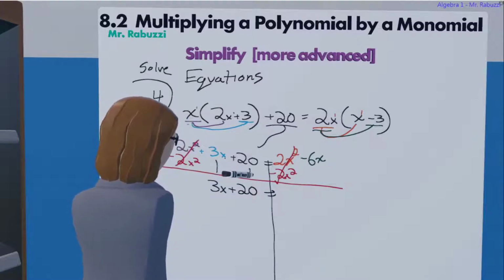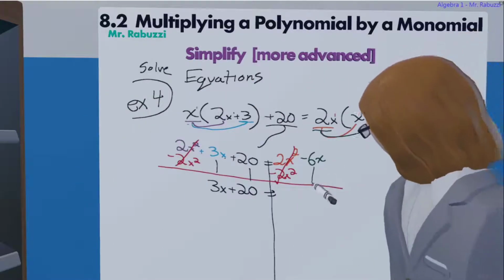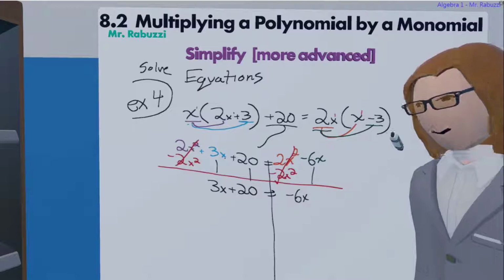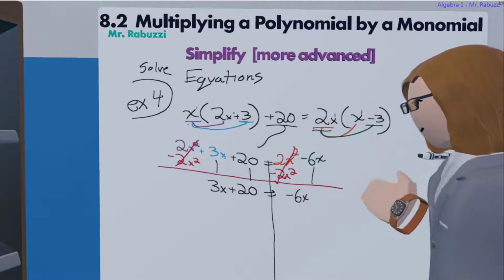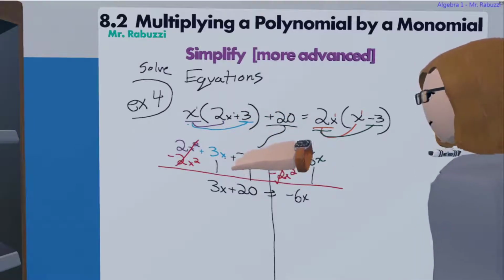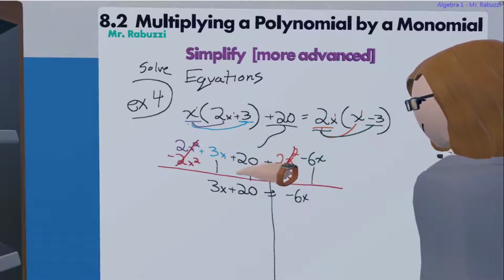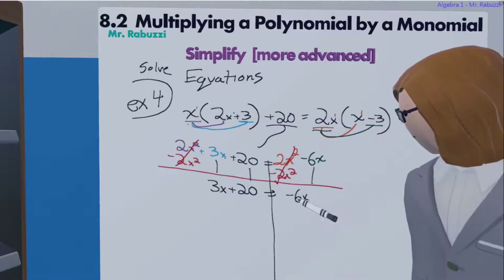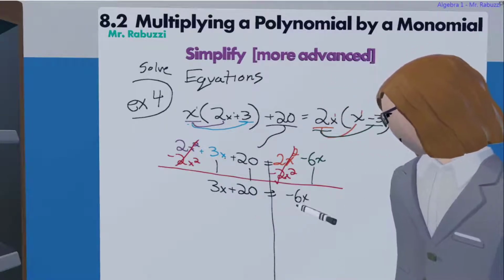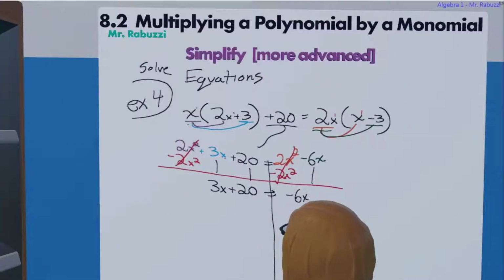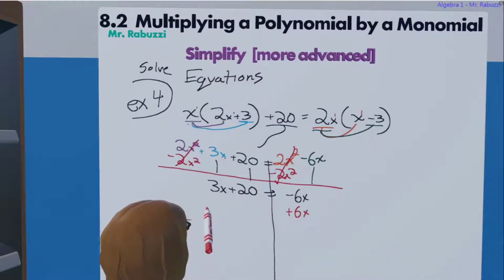Okay, 3x plus 20, neither of those changed. And on this side, we still have negative 6x. Okay? Next part of don't call me after midnight. So we're moving the smaller variable. All right, so we want to move the smaller variable. Negative 6x is smaller than 3x. Negative numbers are smaller than positive. So because this is negative 6x, we're going to add 6x to both sides.